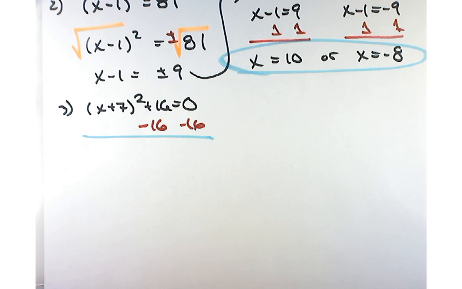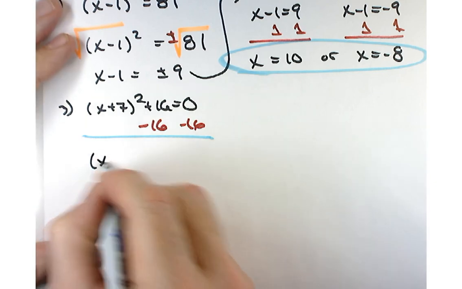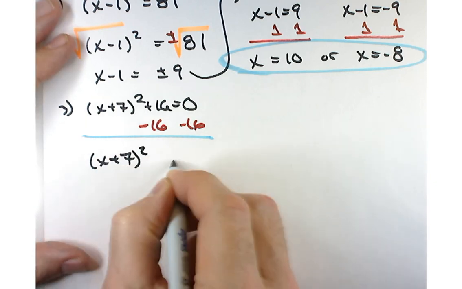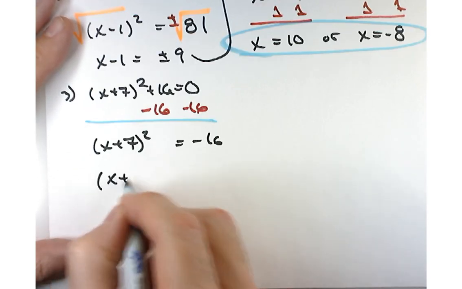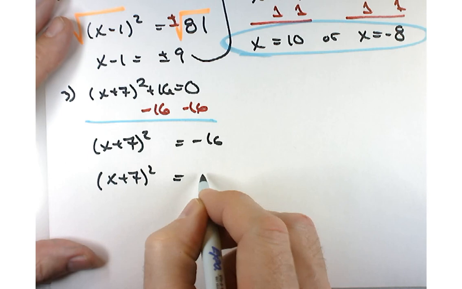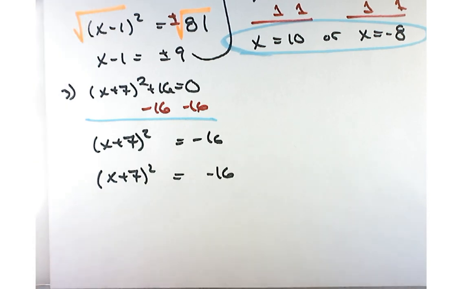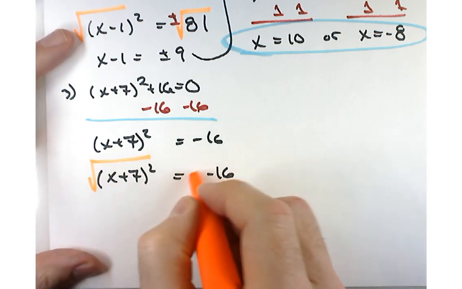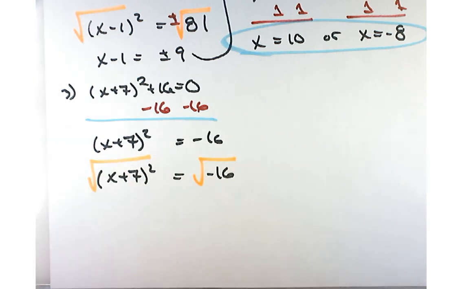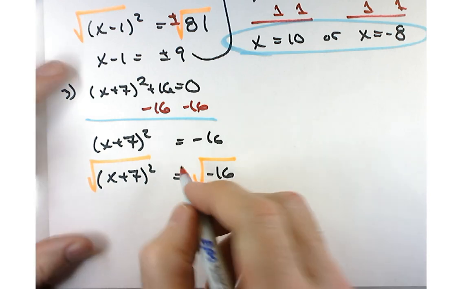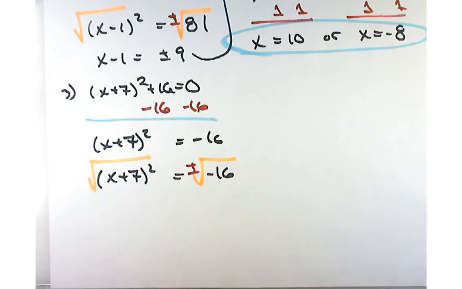Rachel, what are we going to follow that up with now that I've got x plus 7 squared equals negative 16? Square root both sides? Yeah, we'll take the square root on both sides. So square root, square root. Let's not forget that plus and minus. That's worth a couple points. What do I get when I take the square root on both sides?